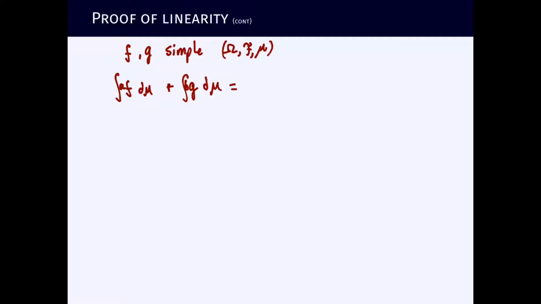So now we want to prove that this definition is linear. What does it mean? It means if f and g are simple functions on the same measure space, then this integral that we have just defined is linear, even if we add a little constant here and a little constant here, a and b.